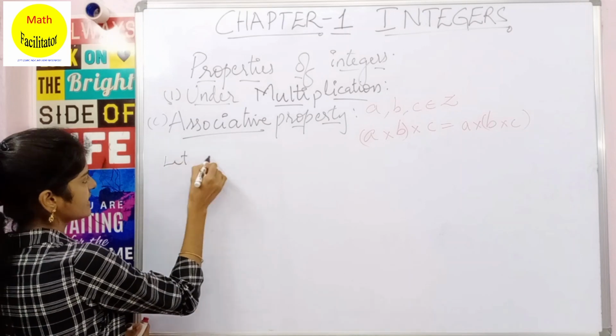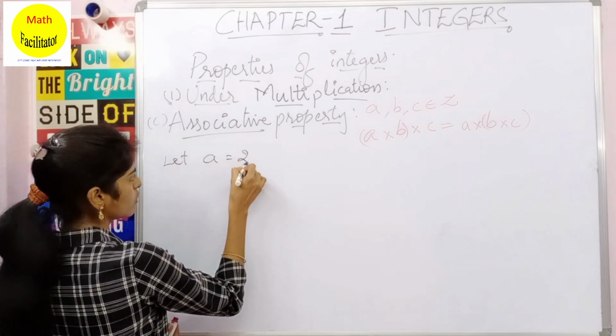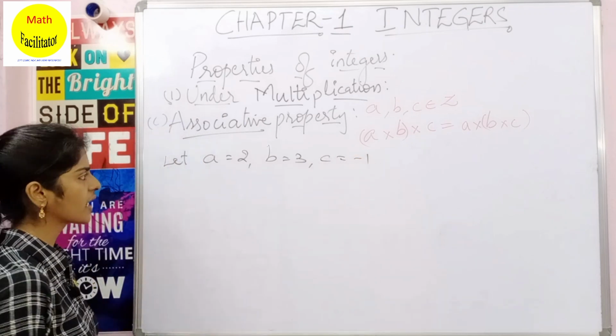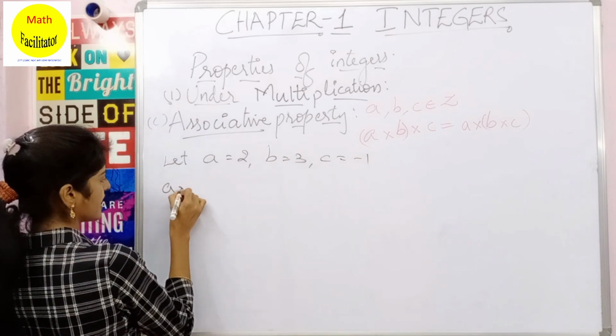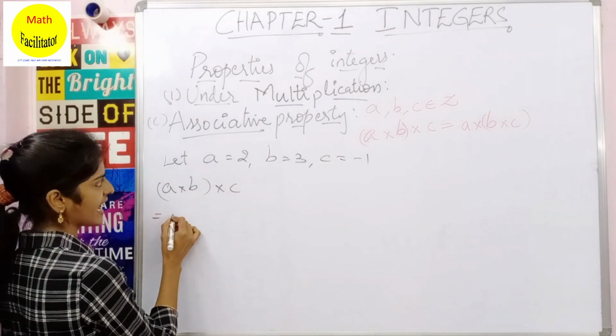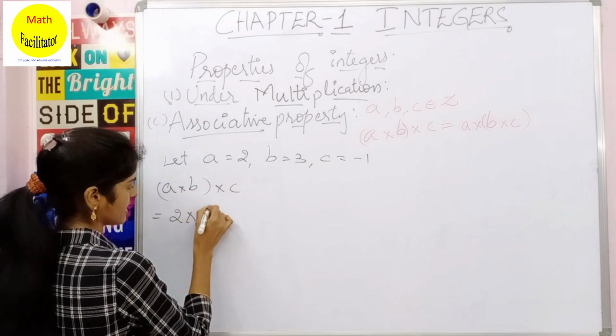Let A be equal to 2, B is 3 and C is minus 1. Now the LHS is A into B into C. What is A? A is 2 into B is 3.